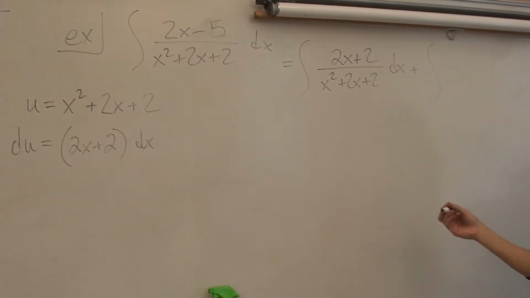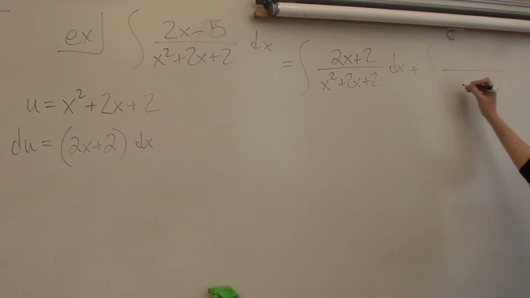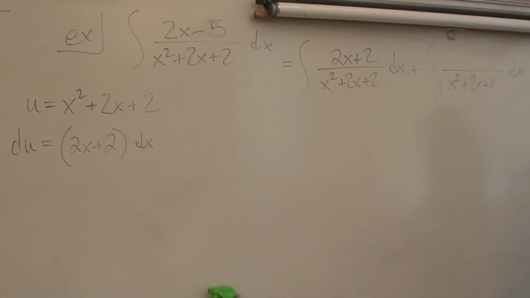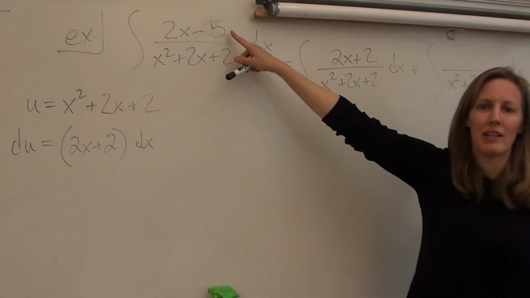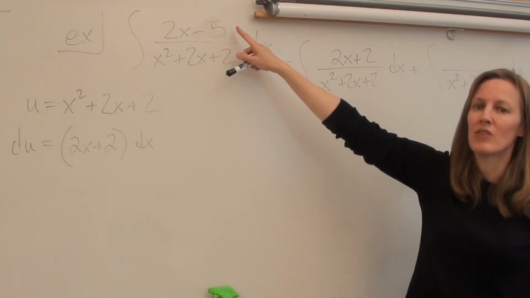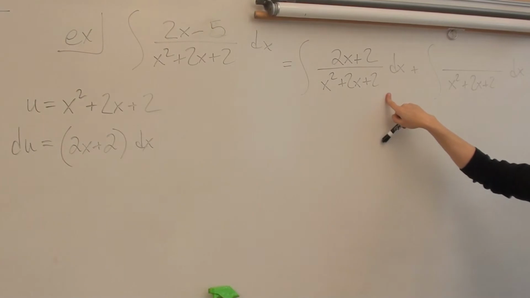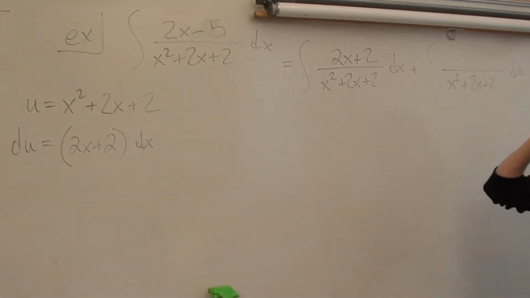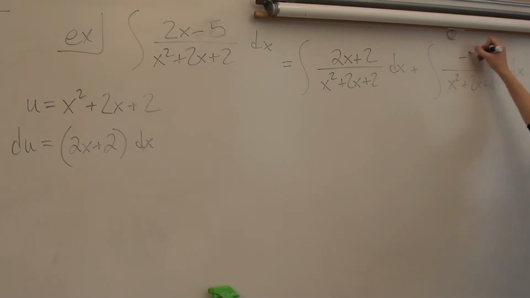But in order to not change the problem, I have to do a separate problem to make the total equivalent to the original function. So let's see here. I started with 2x minus 5. 2x minus 5 is the same thing as 2x plus 2 plus some constant. What would I have to add to 2x plus 2 to get 2x minus 5? -7. I'd have to add -7.